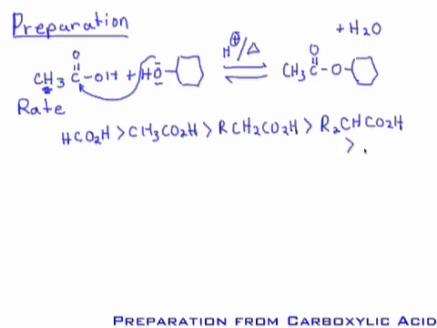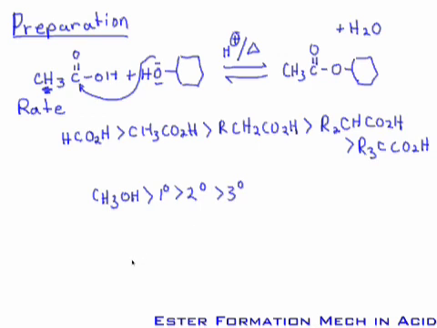And that is greater than R3CCO2H. Now, likewise, the less sterically hindered the alcohol, the faster the reaction. Again, controlled by methanol being faster than a primary alcohol, is faster than a secondary alcohol, is faster than a tertiary alcohol. Of course, as always, this type of reaction goes through a nucleophilic acyl substitution mechanism.